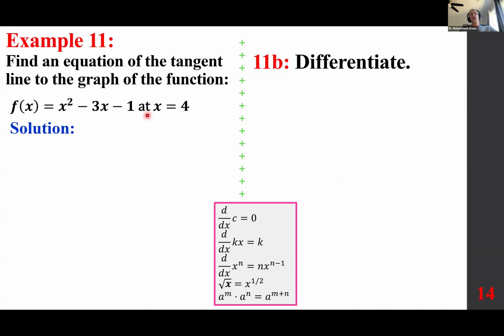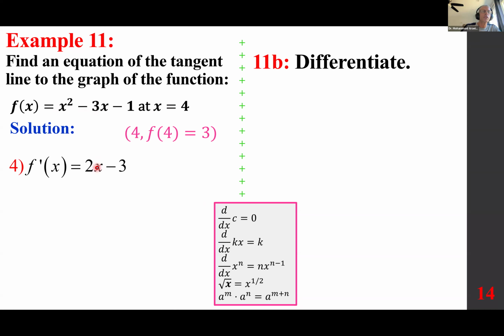To find an equation of a line, you need two things. You need the slope and you need a pair. To find the slope, you differentiate. You get 2x minus 3. If you plug in x equals 4 into the original function, you get the pair. So 4 squared minus 3 times 4 minus 1 gives you 3.